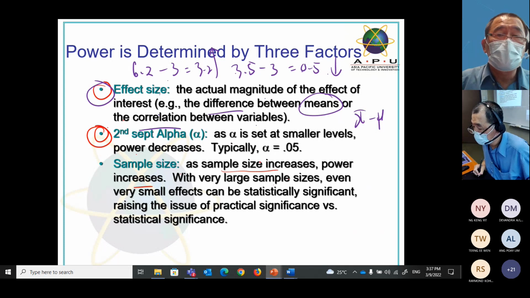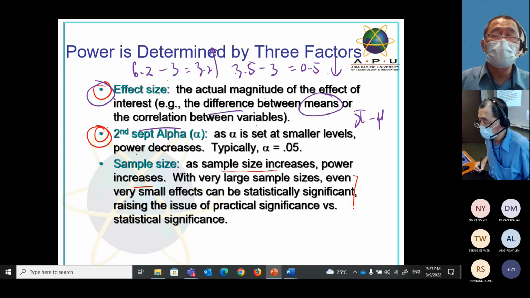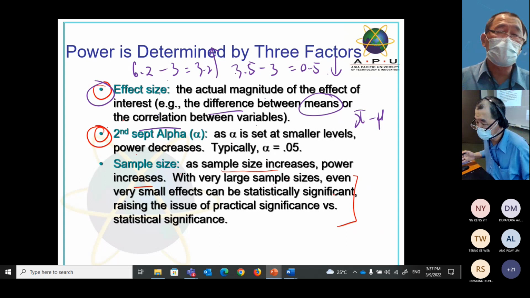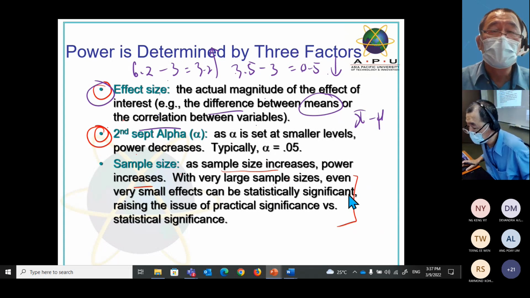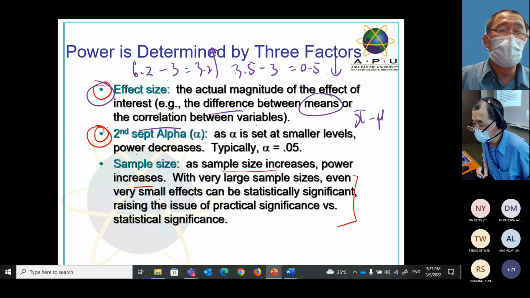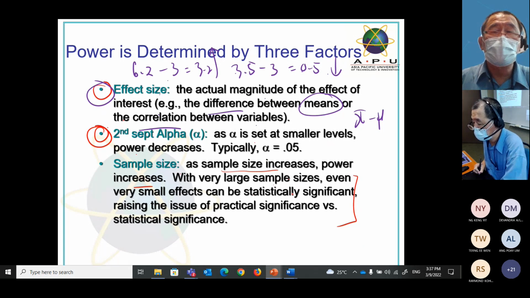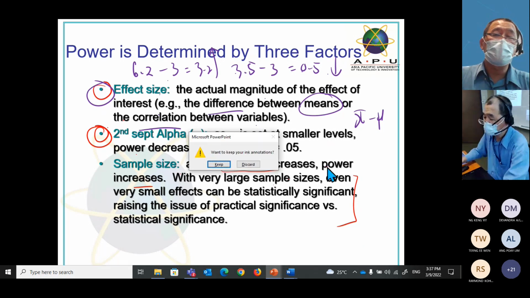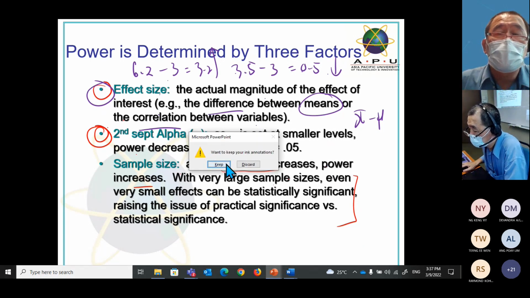Now this one links to your field, because you are more into data science, so it's also linked to big data. If the sample size is really large, even a very small effect can be statistically significant. For example.